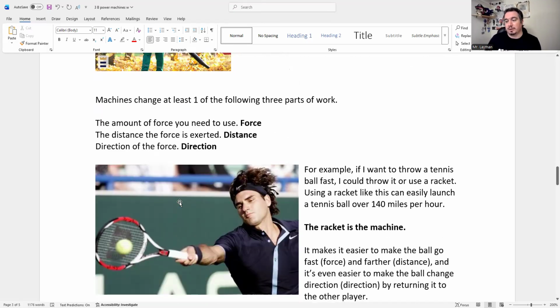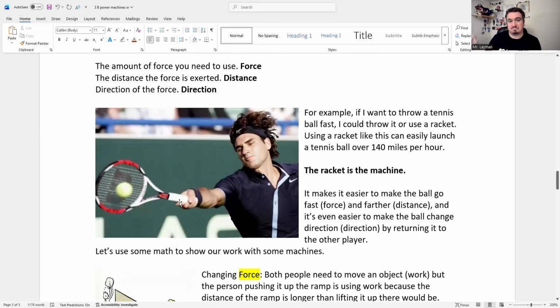For example, if you want to throw a tennis ball really fast, I could throw a tennis ball, but if I want the tennis ball to travel fast, not just throw it, I will hit it with a racket. Using a racket like this can easily launch a tennis ball over 140 miles an hour. That's fast. It's significantly faster than I could throw a tennis ball. If you don't like tennis, you might have played baseball before. If you really want to launch a baseball, you do not throw a baseball, you hit a baseball. That's going to make the baseball go a lot farther.